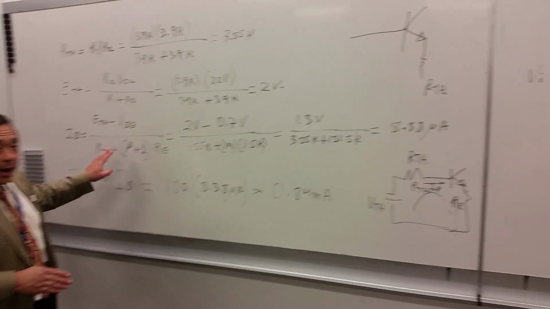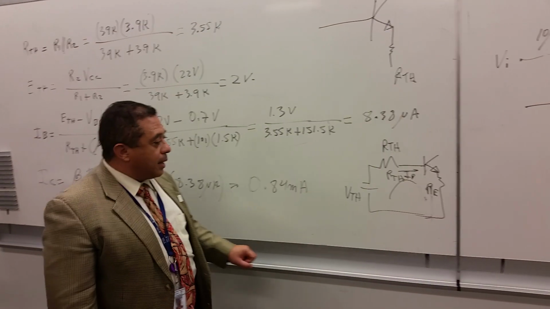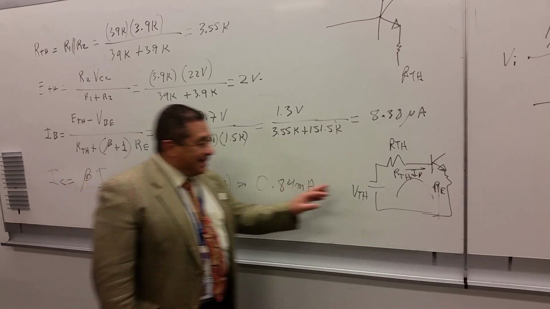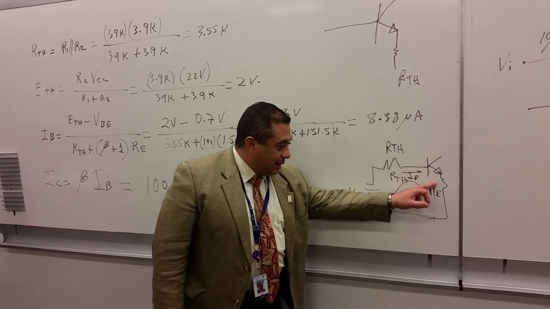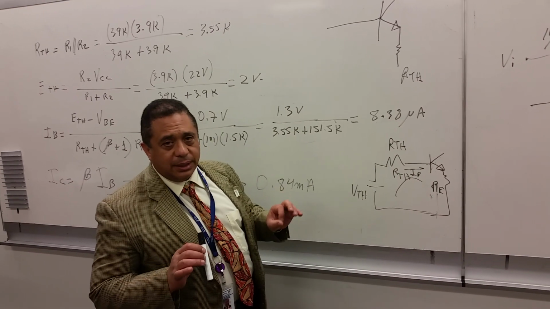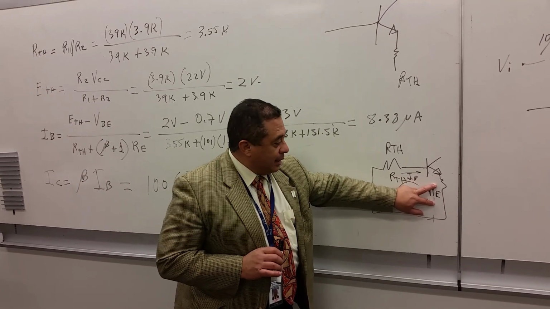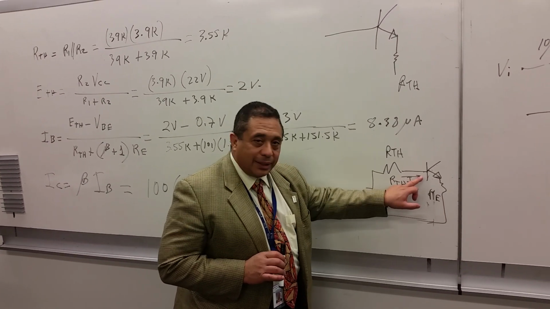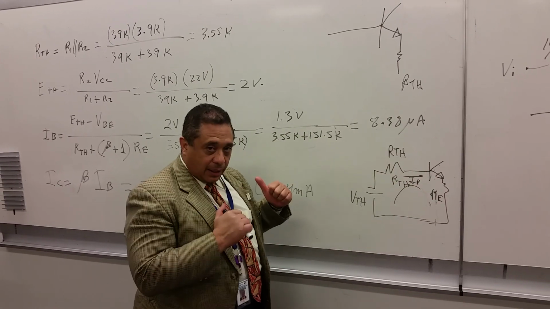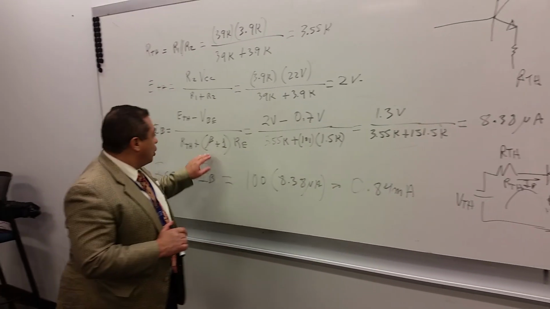It's going to be R Thevenin, which is our value of 3.55K, plus the resistance in the circuit, in the emitter. But now, something very interesting happens in this situation. Since it passes through the transistor, the value of this resistance is reflected back at the base circuit by a factor of beta plus 1.